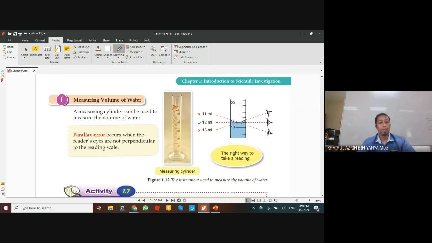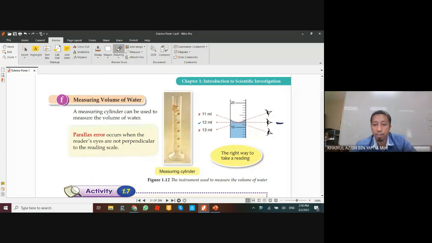Next, F, measuring volume of water. A measuring cylinder, this is a measuring cylinder, can be used to measure the volume of water. So parallax error occurs when the reader's eye is not perpendicular to the reading scale. Perpendicular, this one, perpendicular to the reading scale.